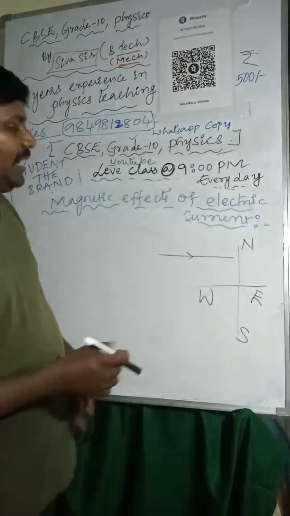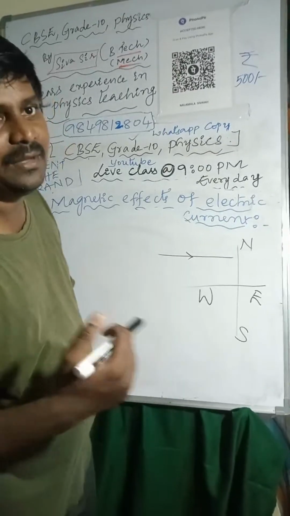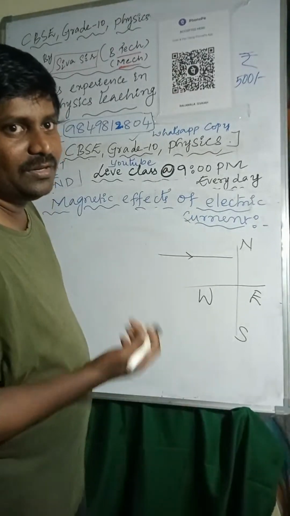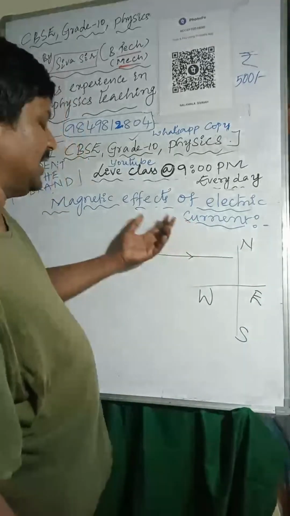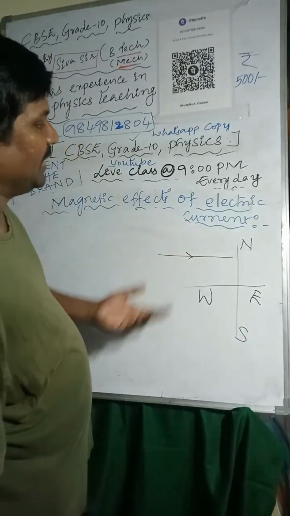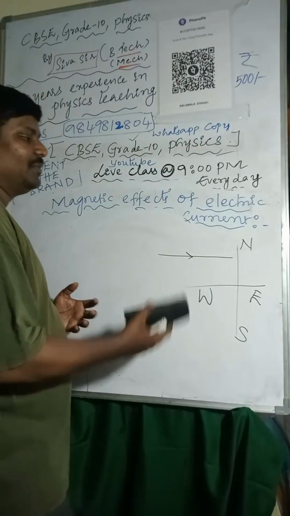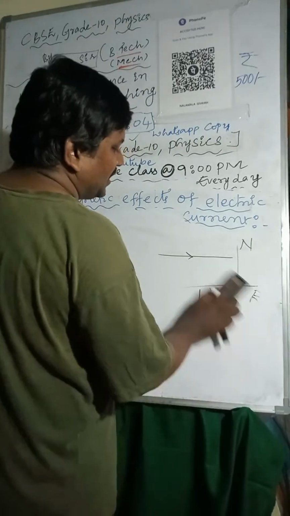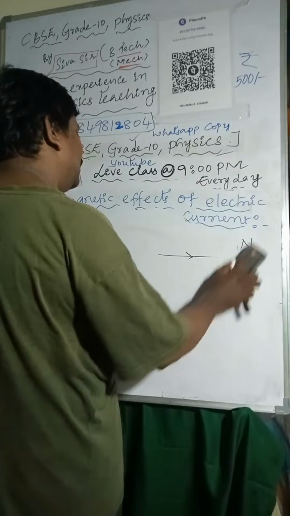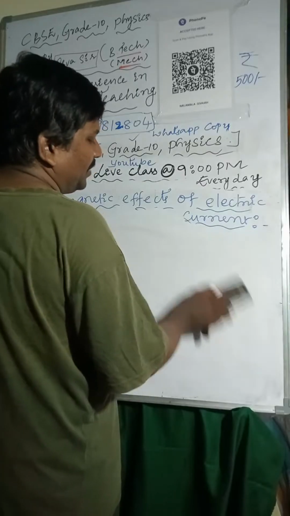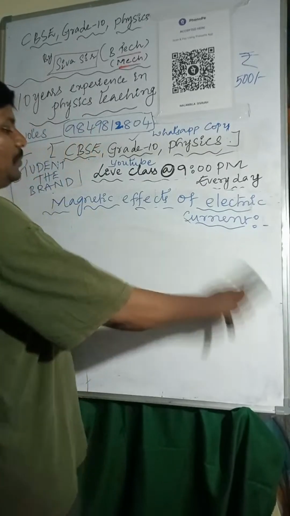Okay, done. So according to the conductor, by using the right hand thumb rule, we can identify the magnetic field direction. So next, we will go to the loop question.